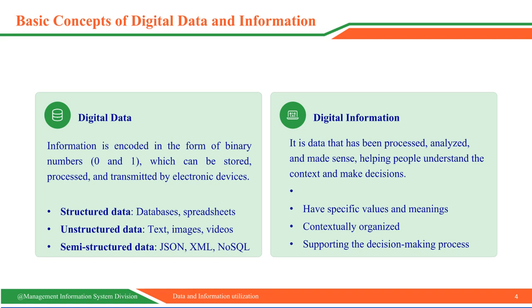Digital information is data that has been processed and given meaning within a specific context. For example, examination scores are discrete numbers, data. But when the average score is calculated for evaluation, it becomes information. In short, data is the raw material while information is the final product.